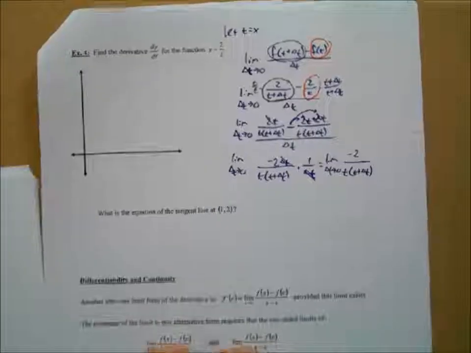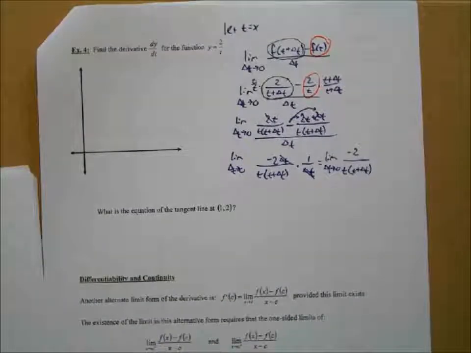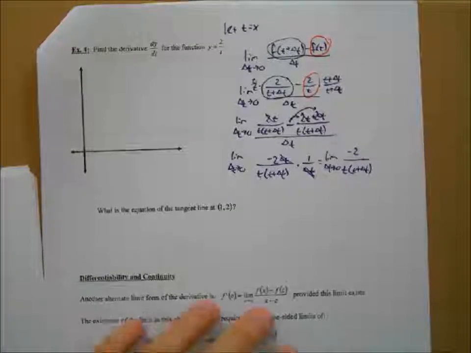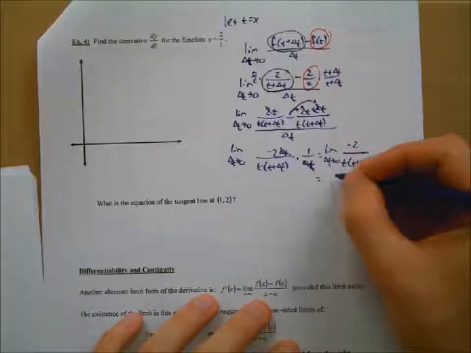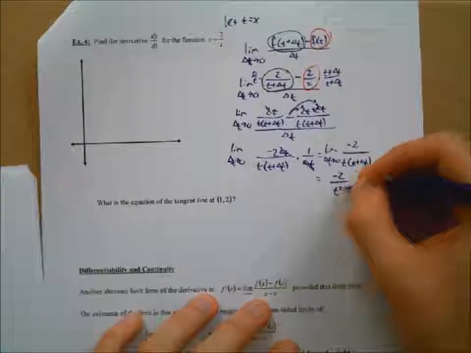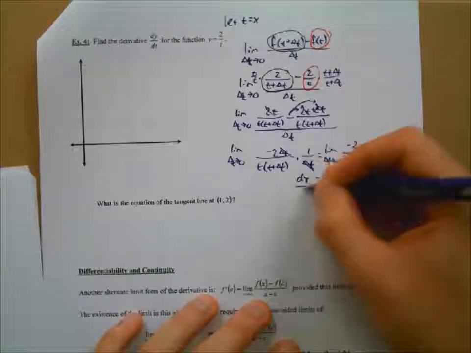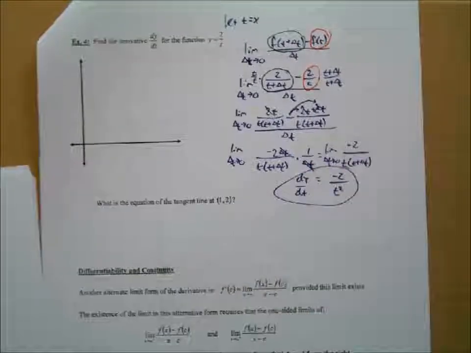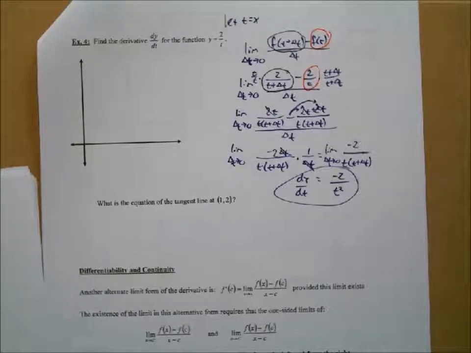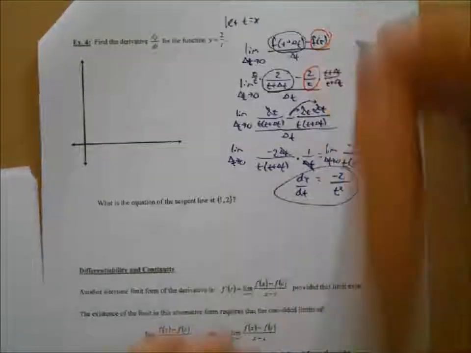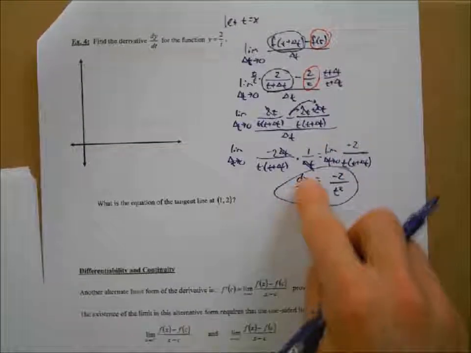And now finally, what can we do? Plug 0 in for that delta t. And so we're left with negative 2 over t squared. And that is dy over dt. Negative 2 over t squared. That is your change in y with respect to t.